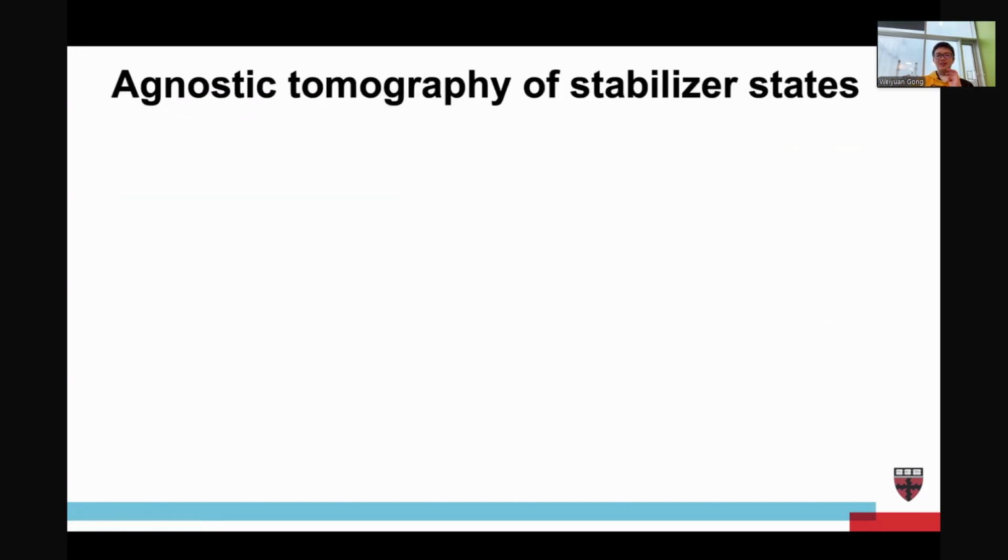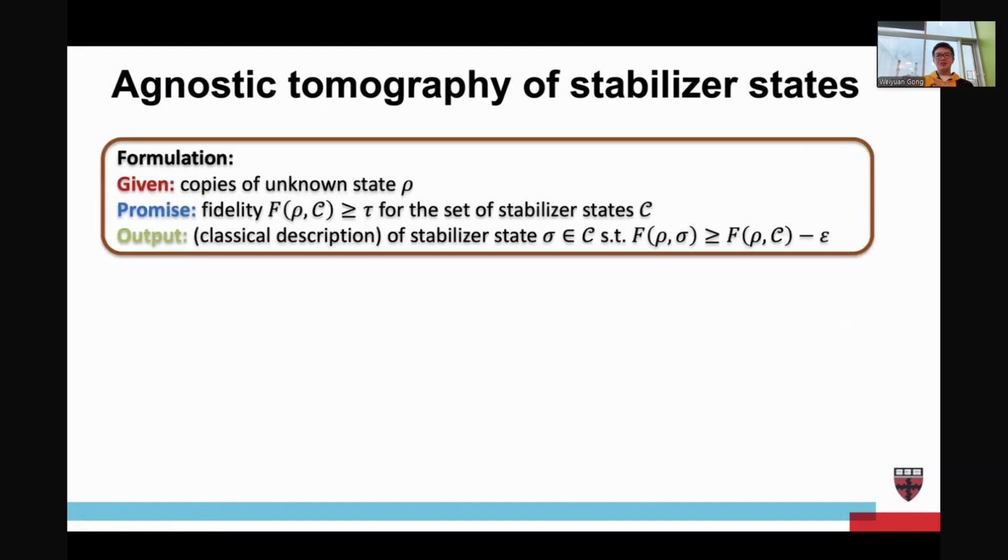Okay, let's start with agnostic tomography of stabilizer states. Just as how we defined agnostic tomography, the formulation for this task is that you are given an unknown quantum state rho, and you are guaranteed that the fidelity between rho and C, which is also known as stabilizer fidelity, is larger than tau. Your goal is to output another stabilizer state, sigma, that has at least tau minus epsilon fidelity with rho.